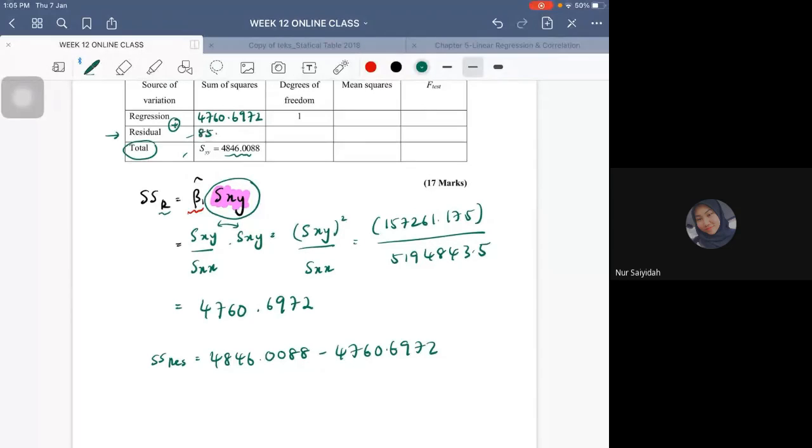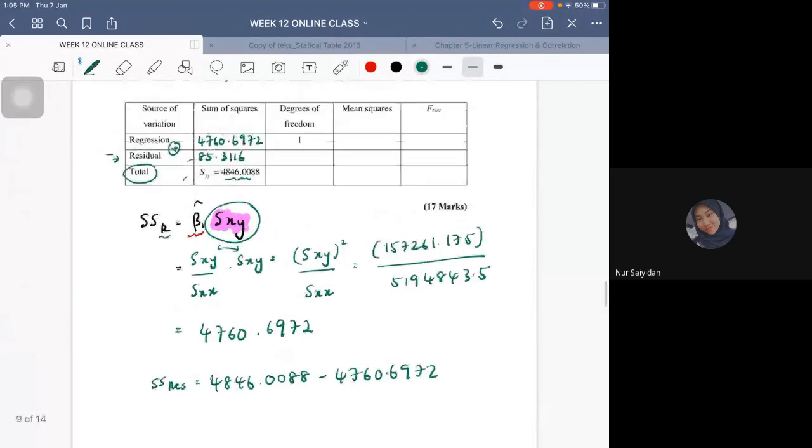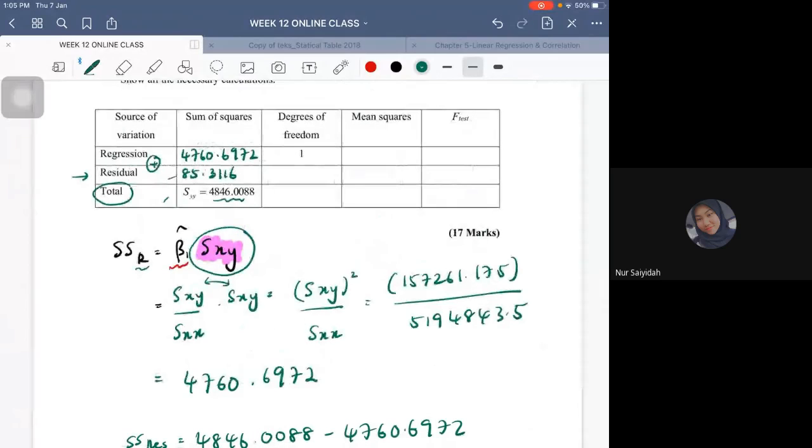85.3116. Okay, so I'll get a value of 85.3116. So that is going to be my sum square. So now let's worry about the degree of freedom. So now that we're done with the sum square.